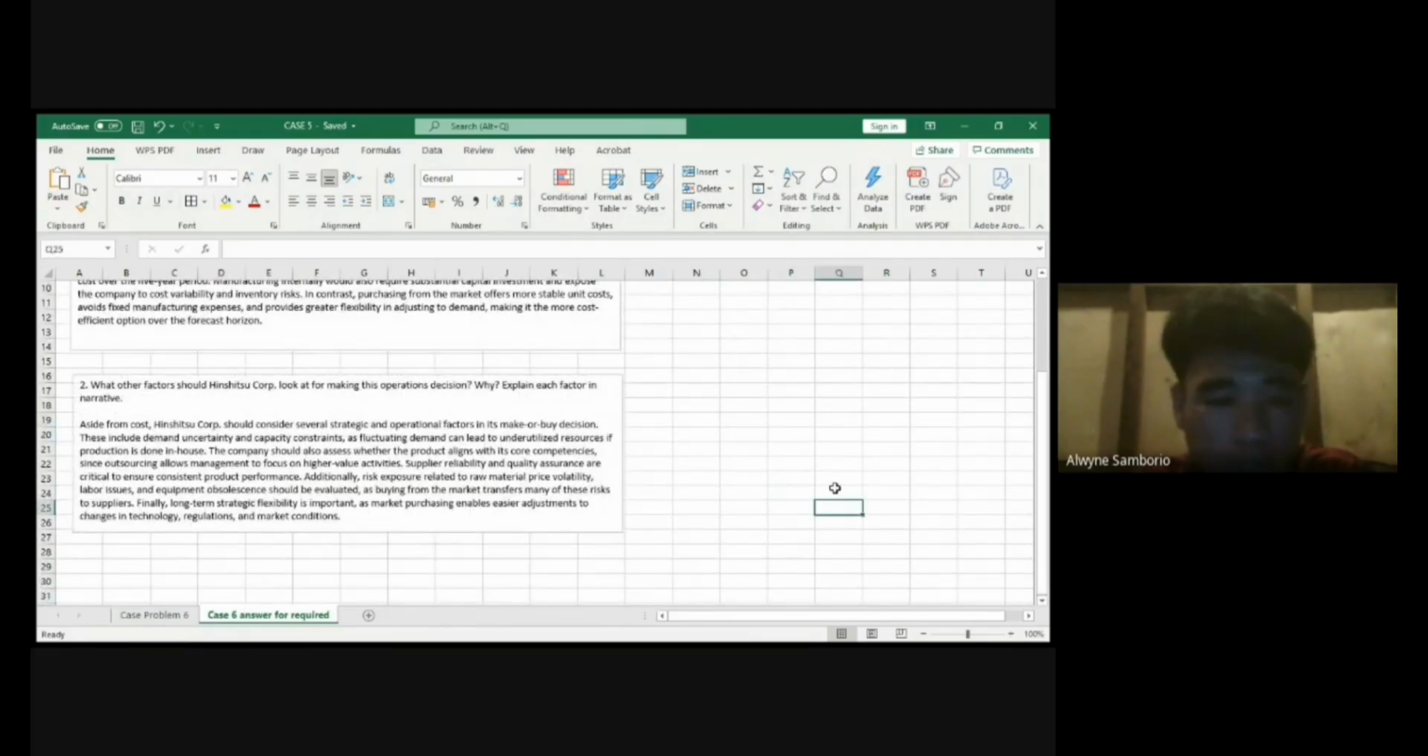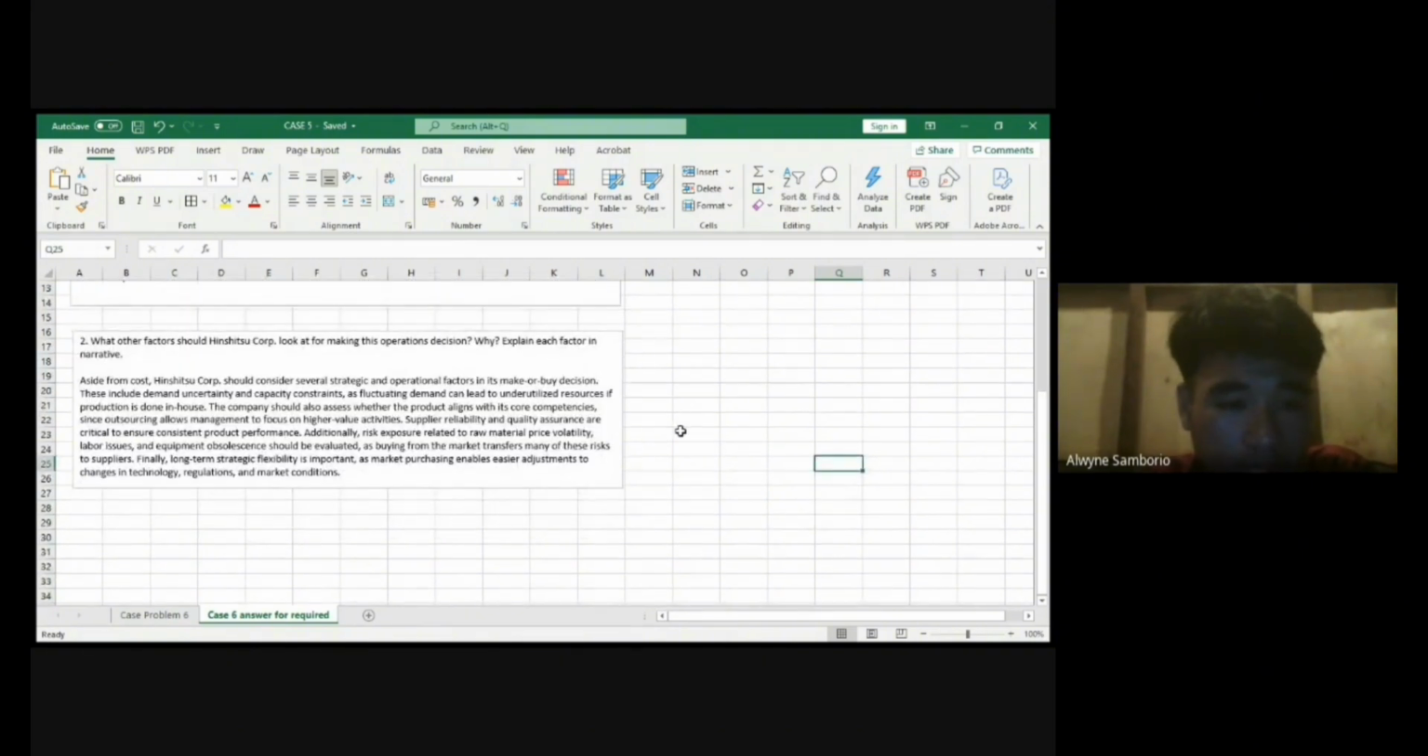And for number 2, what other factors should Hinsitsu Corp look at for making this operation decision? Aside from the cost, Hinsitsu Corp should consider several strategic and operational factors in make-or-buy decisions. This includes demand uncertainty and capacity constraints, as fluctuating demand can lead to underutilized resources if production is done in-house. The company should also assess whether the product aligns with its core competencies, since outsourcing allows management to focus on higher value activities.